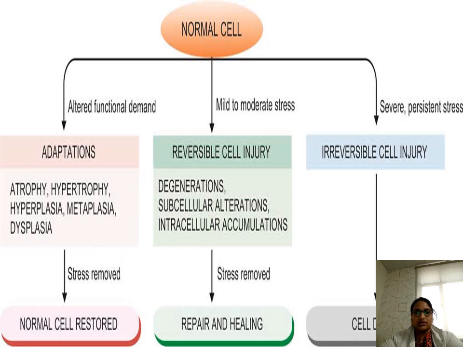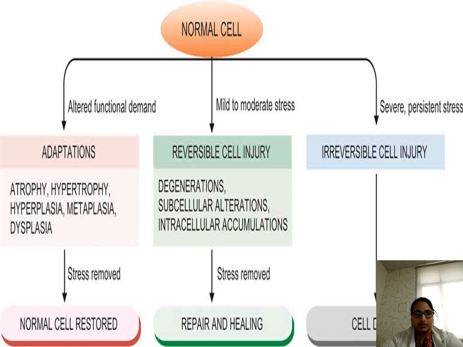So when there is a normal cell and an altered functional demand, the cell will try to undergo adaptation, either in the form of atrophy. Atrophy means shrinking of the size. Hypertrophy means enlargement, increase in the size. Hyperplasia means increase in the number of cells. Metaplasia means change of one type of epithelium or mesenchyme to another type of epithelium or mesenchyme. Dysplasia means disordered arrangement of the epithelial cells.